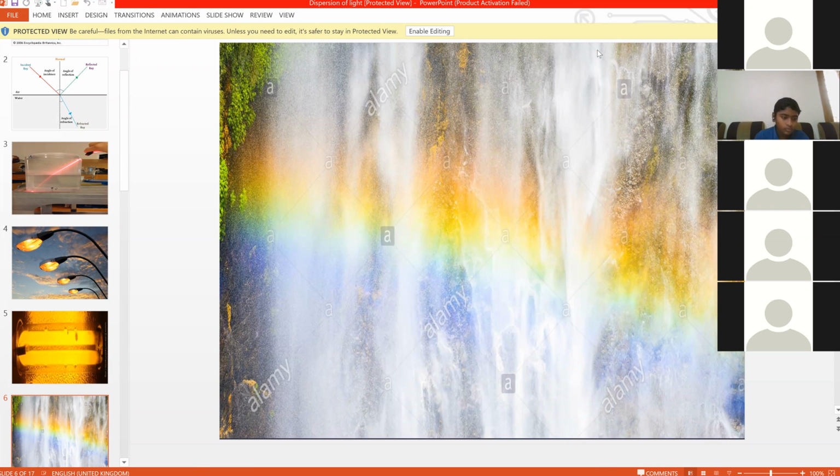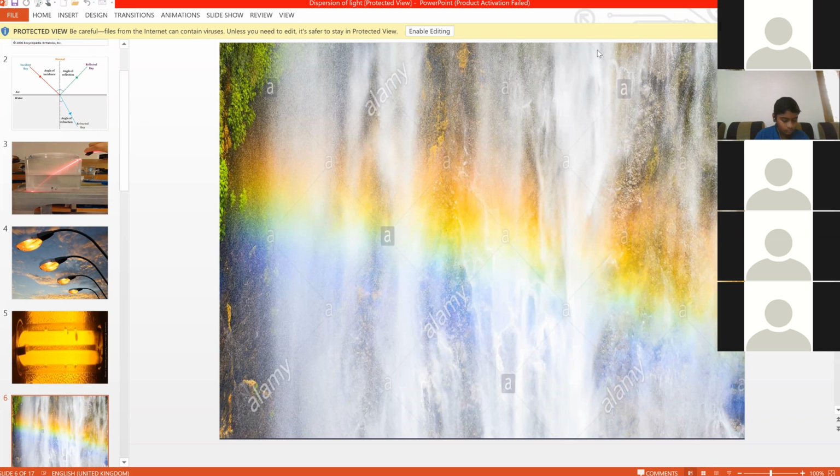Whenever the light ray is transferred from one medium to another medium, there is a bend which is called refraction. And during this refraction, there is a process of splitting into different colors. Whatever sunlight is coming, it splits into different colors. Whatever torchlight is coming, that light also splits into different colors. So we can identify the colors also.